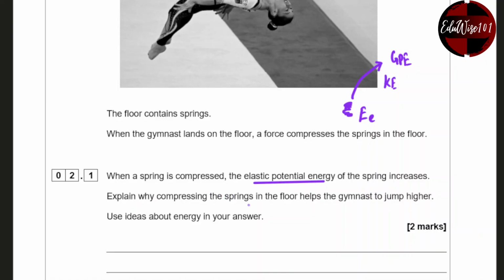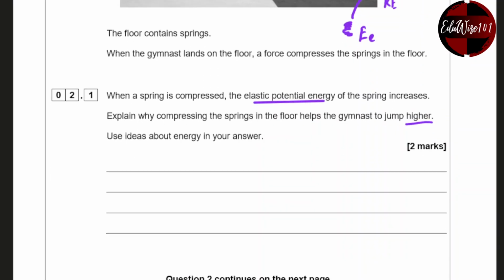Explain why compressing the spring in the floor helps the gymnast to jump higher. That elastic potential energy is being converted to kinetic energy, or higher kinetic energy, and then to GPE. Remember, GPE equals the mass times gravitational field strength times the height. So if you increase the gravitational potential energy, you're going to increase the height as well. So here's the answer.